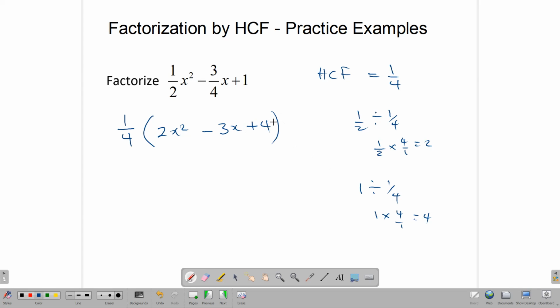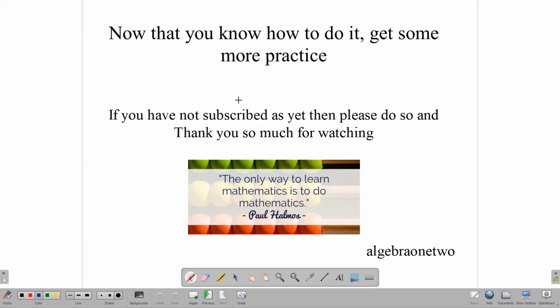And so it's a very, very useful technique. Factorizing by the highest common factor is very useful for simplifying answers, for tidying up results and making them look better. And this becomes our result when we have factored out the quarter from here. Now that you know how to factorize by using the highest common factor, it's time for you to get some practice, so that you can tie down that skill, so that you can memorize it, so that it becomes a part of your vocabulary in mathematics.